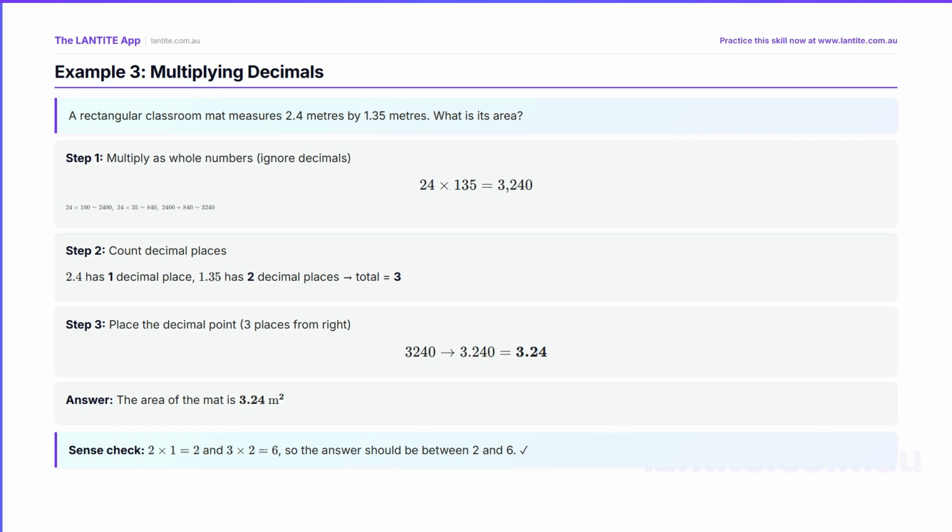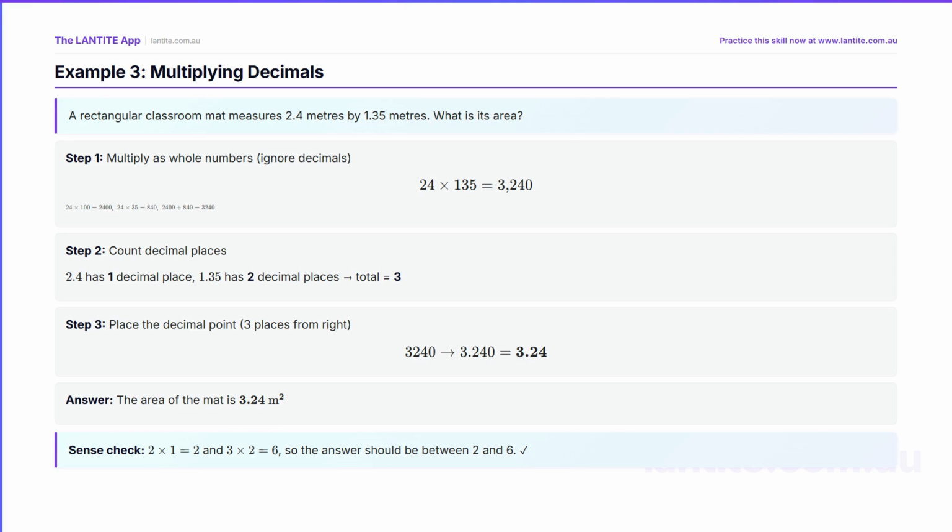3,240. Now, count the decimal places. 2.4 has 1 decimal place. 1.35 has 2 decimal places. That's 3 total. So place the decimal point 3 places from the right in 3,240, giving 3.240, which is 3.24.